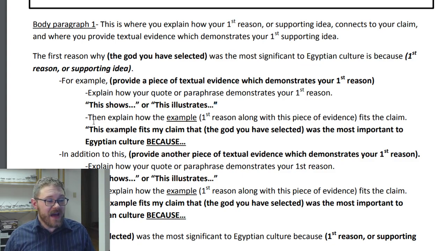Then you're going to go even higher. You're going to think even bigger, and you're going to explain how this example, and what I mean by example here is your first reason along with this piece of evidence, so these two things together, how that fits your claim. So you might say this example, which in this case is your textual evidence and your specific supporting idea, fits my claim that the god that you select was the most important to Egyptian culture because, all right?